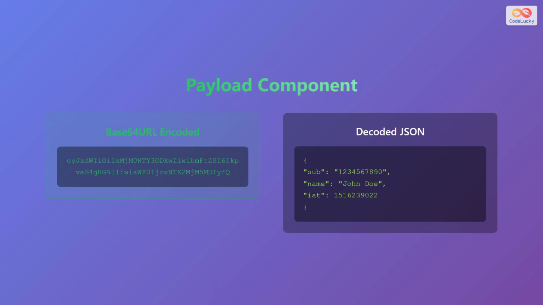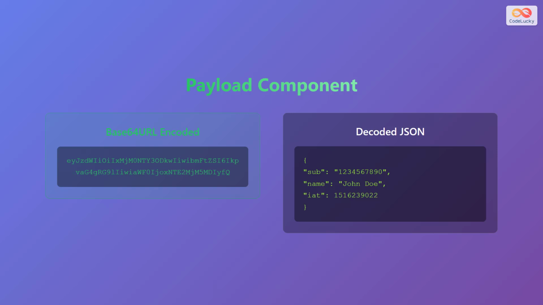Now let's explore the payload component of a JWT. The payload contains the claims, which are statements about the user or entity being authenticated. These claims can include registered claims like the subject, issuer, expiration time, as well as custom claims specific to the application. Common claims include the subject, or SUB, which identifies the principal that the token is about, the name, which represents the user's name, and the issued at time, or IAT, which indicates when the token was issued. Like the header, the payload is base64 URL encoded.